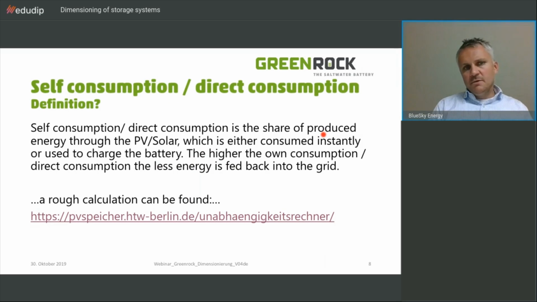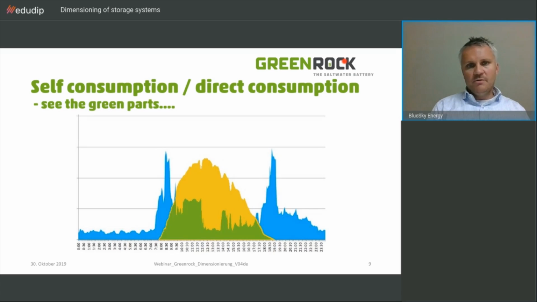So basically, what is then the self-consumption? Self-consumption or direct consumption is that part of energy used directly from PV production. In our graph, we can see the green part is the direct consumption. The yellow part is either feedback or lost, and the blue part is not covered. And the goal, of course, should be to optimize that situation and get some flexibility into the whole system.